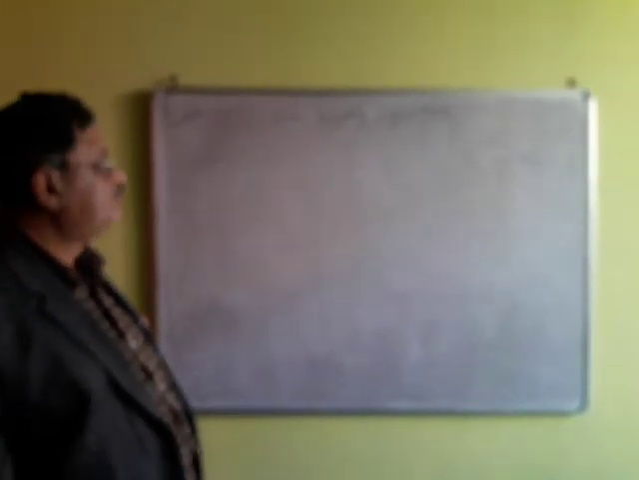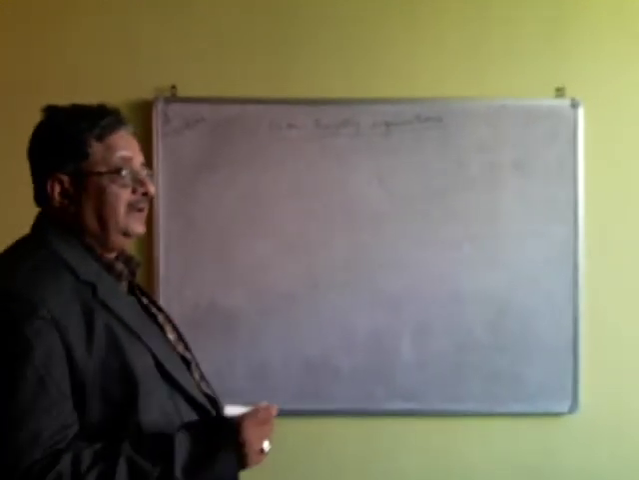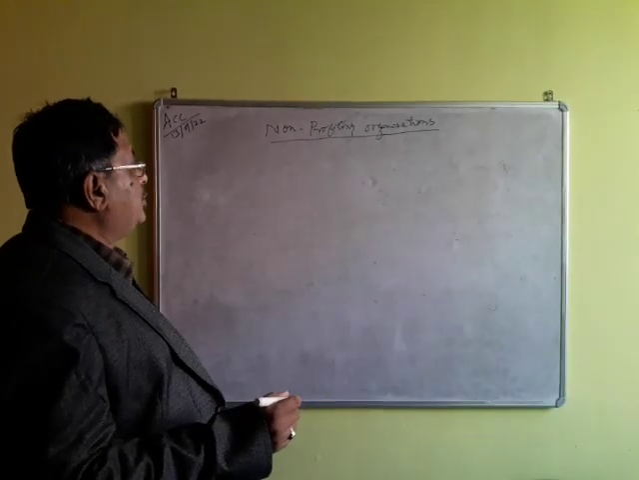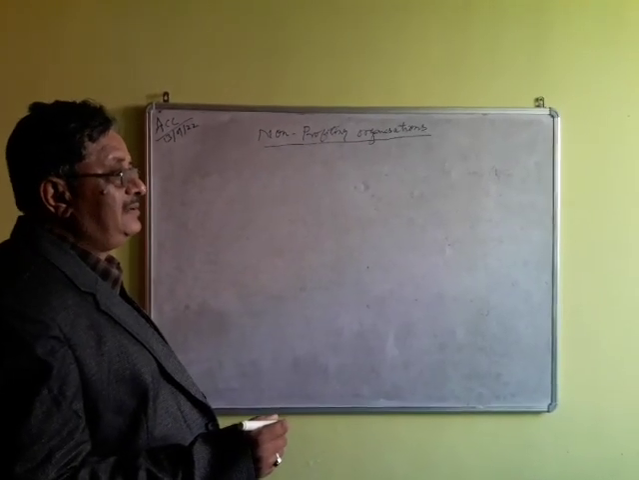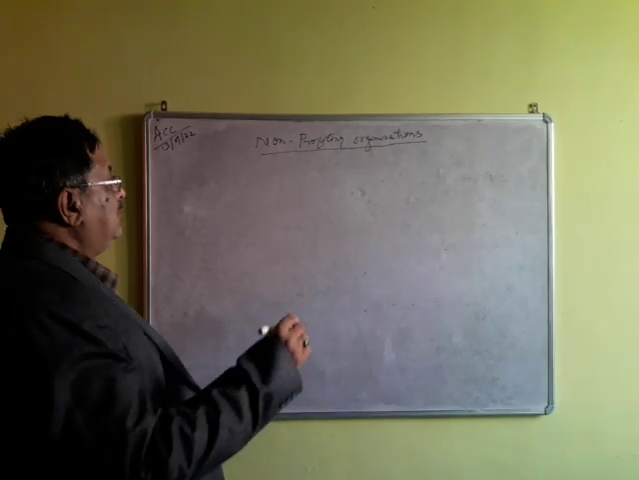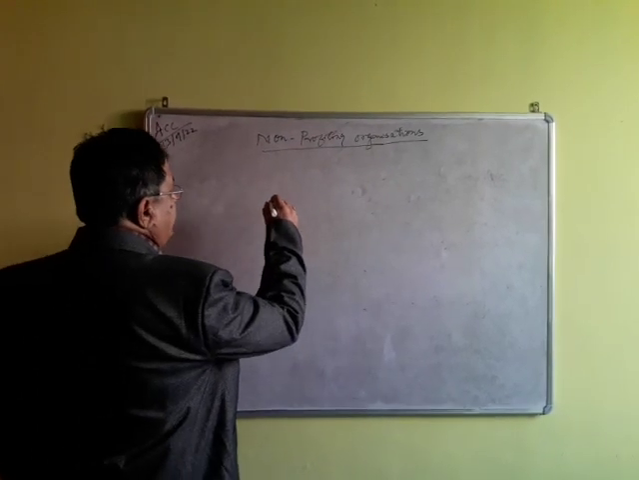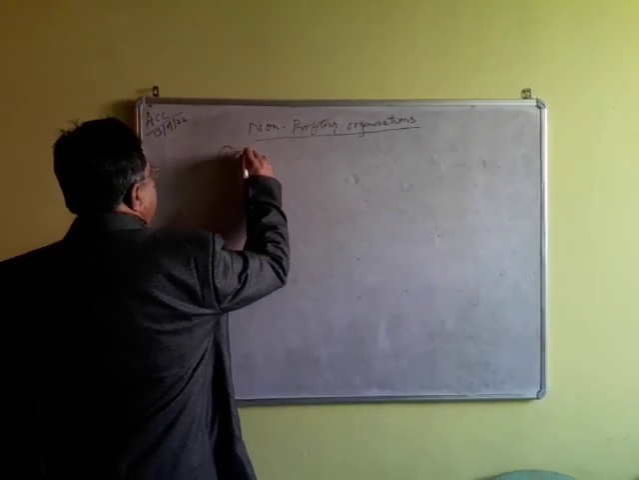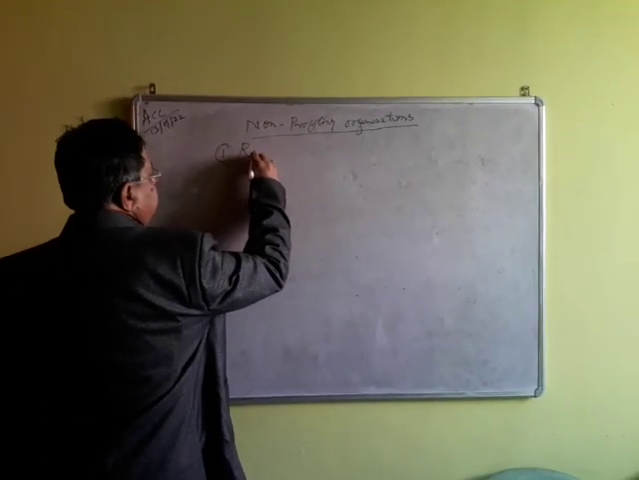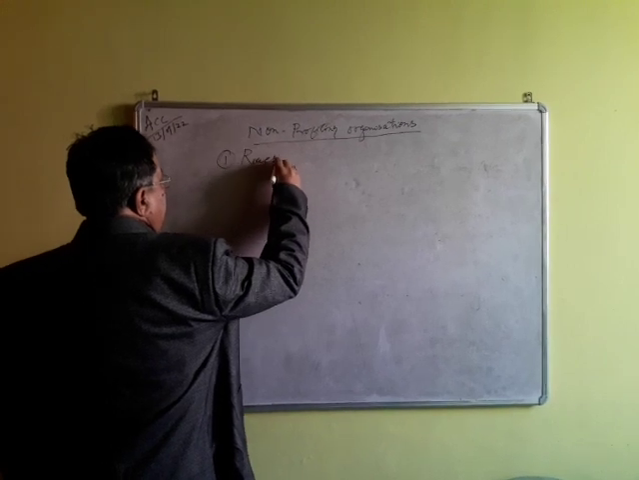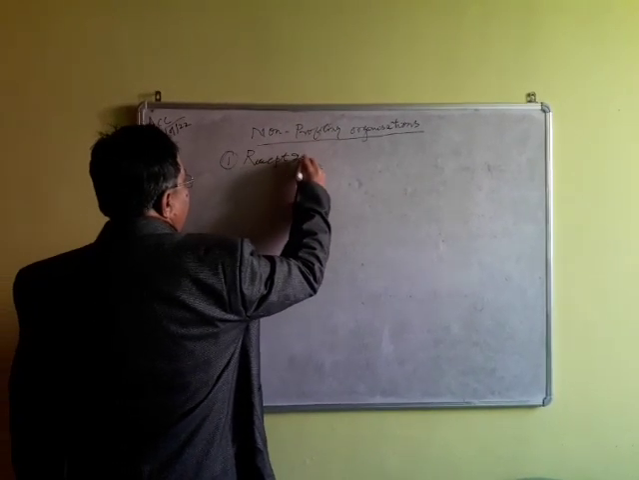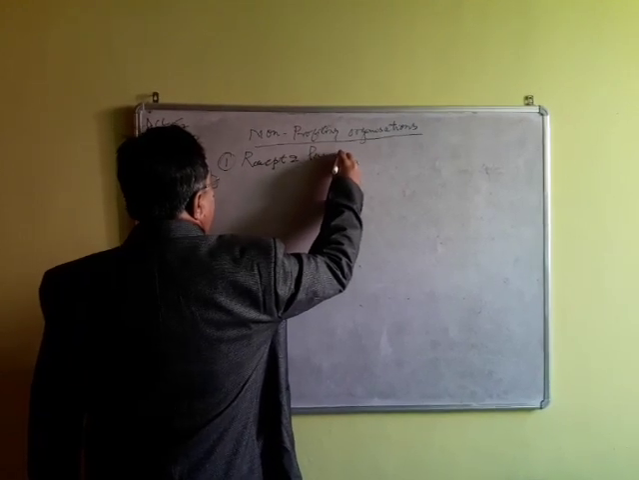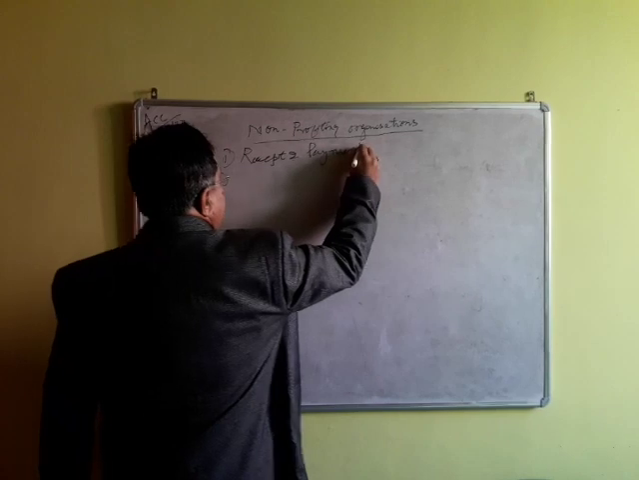See, today we will discuss the accounts maintained by the non-profiting organizations. Children, they prepare three books of accounts. First is a receipt and payment account.